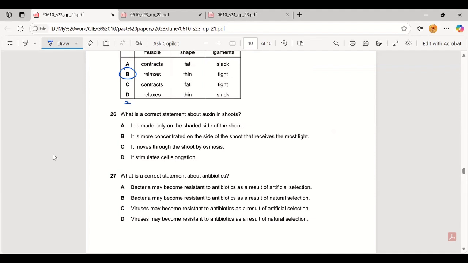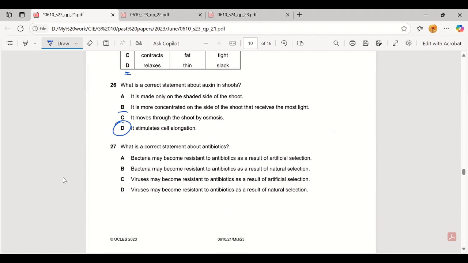What is a correct statement about auxin in shoots, Sanud? B. B, no, Miss, D. D, okay. What is a correct statement about antibiotics, Maram? Bacteria may become resistant to antibiotics as a result of natural selection. Yes.